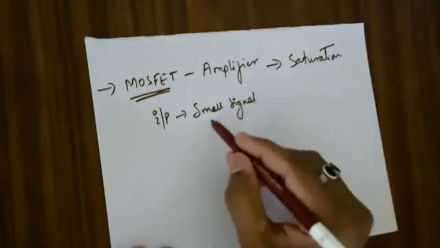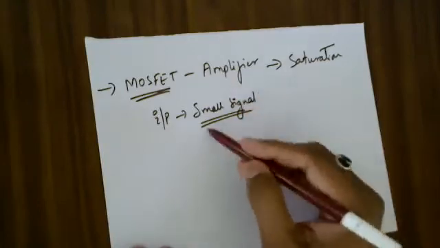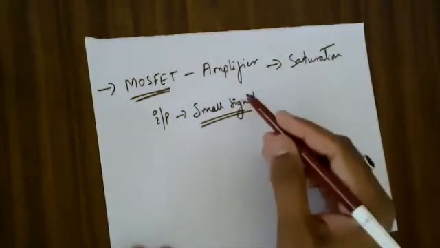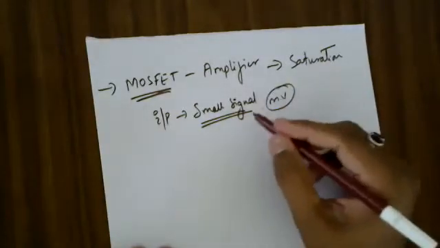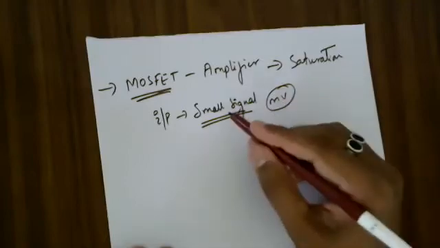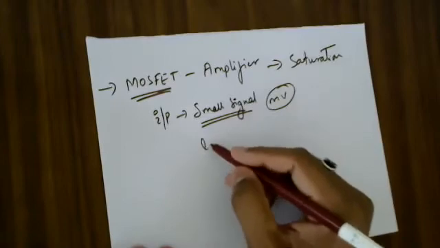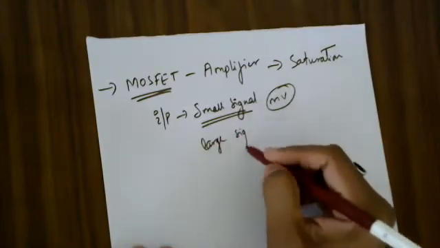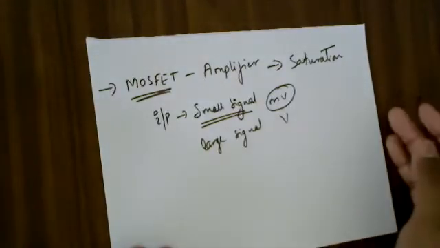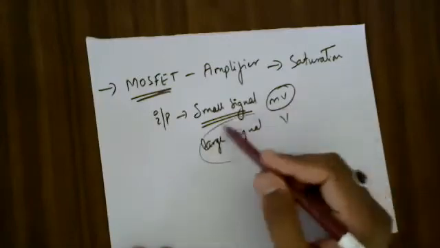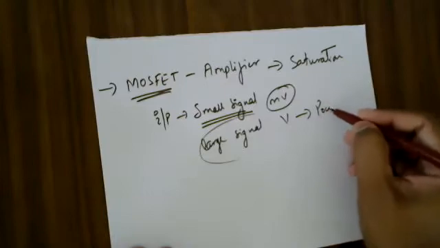I'll make you understand the meaning of the small signal. In general, a small signal is a signal whose potential will be in the band of millivolts. Such signals are said to be small signals. When I say large signals, it means its potential will be in terms of volts, and the amplifiers we use for these large signals are said to be power amplifiers.